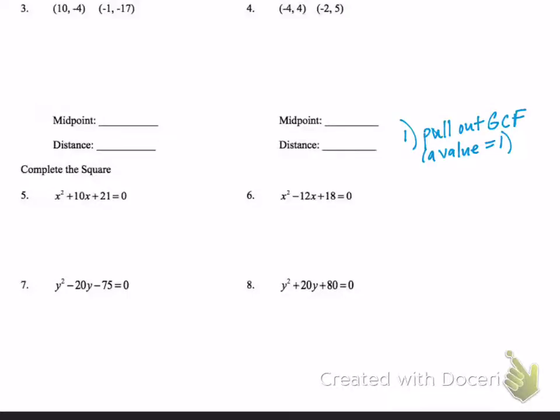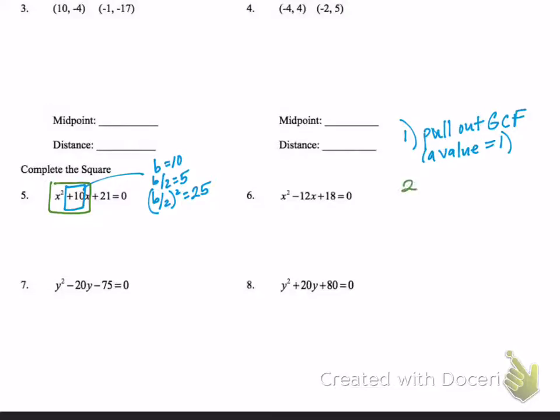Then my second step, I always look at the middle term. So in this case, this positive 10. And out to the side, I write out 3 things. My b value is 10. I'm going to half my b value. That would be 5. Then I'm going to square my b value. So b over 2 squared is 25. So what I'm trying to do is I'm trying to make a perfect square out of this x squared plus 10x. So I'm thinking like what value is going to create a perfect square.